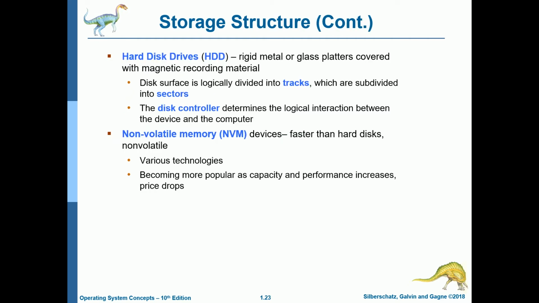Now, some of the common secondary storage is a hard disk drive, an HDD. Now, this is usually some sort of platter-based system that's made out of metal or some sort of glass, but either way, you have some sort of magnetic surface to record this information. This surface is then logically divided into what we call tracks, which are then further subdivided into what we call sectors. The disk controller is a device that determines the logical interaction between the device and your computer. You can also have non-volatile memory, NVM, which is faster than hard disks, and it's still non-volatile. These are starting to become more popular as capacity and performance increase and also as the price drops.